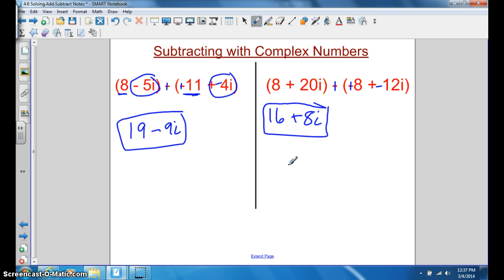So when we're adding and subtracting, just remember to put these into standard form, which looks like this with the imaginary number at the very end. And when we are solving, make sure we add the plus or minus sign in, because we always have to have two answers when we are solving.